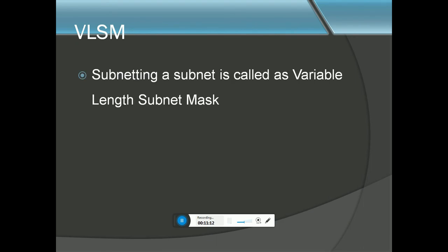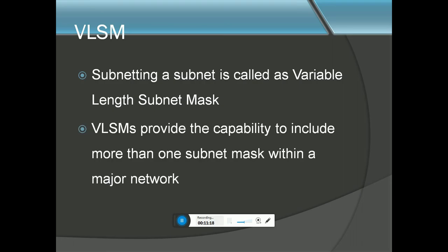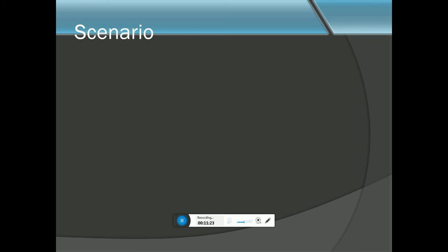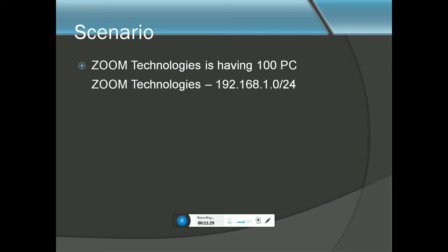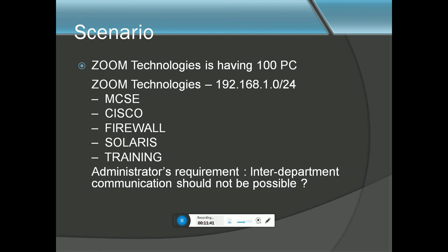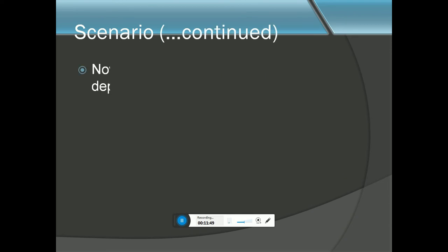VLSM, variable length subnet mask, provides the capability of including more than one subnet mask within a scenario. Example: the technology company has 100 PCs, network 192.168.1.0/24, with MSC, Cisco, firewalls, Solaris and training departments. Administrator requirement: interdepartment communication should not be possible. The best solution is FLSM subnetting. The scenario continues.